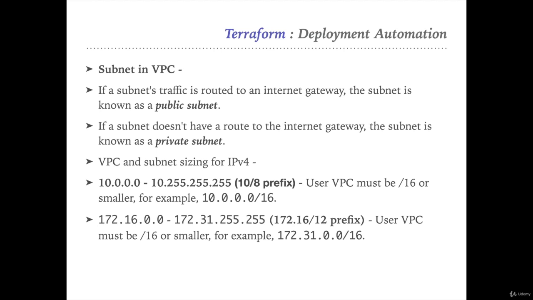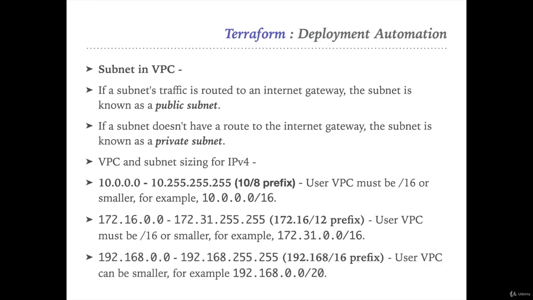Another range for the IPs is 172.16.0.0 to 172.31.255.255, which is the IP range of 172.16.0.0 with a /12 CIDR block. Your VPC must be /16 or smaller, for example 172.31.0.0. And the third and last size range block for the VPC is 192.168.0.0 with the CIDR block /16.